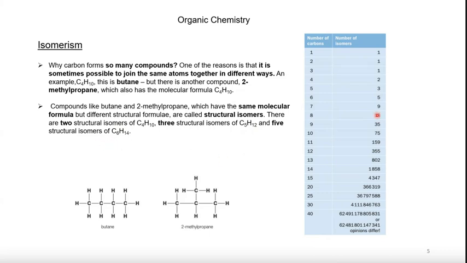You see here, as the number of carbon atoms increases, the number of isomers increases rapidly. For 1 carbon atom, it's 1 isomer; 2 carbon atoms, 1 isomer; 3 carbon atoms, 1 isomer. When it is 4 carbon atoms, we have 2 isomers; 5 carbon atoms, 3 isomers, and so forth. With 30 carbon atoms, how many isomers? Millions of isomers we can have.